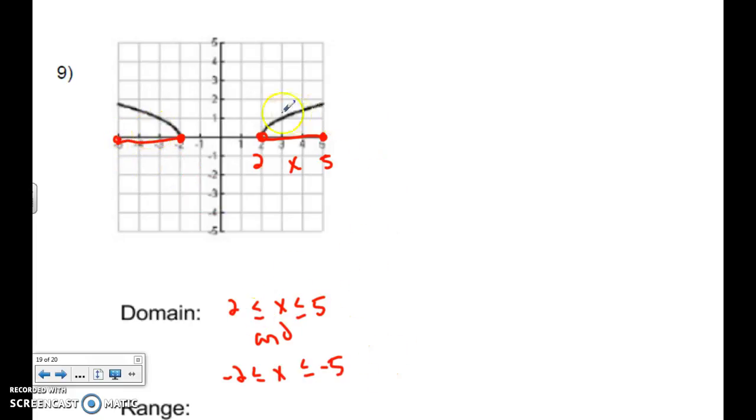Okay? Now let's deal with range. Range looks like it's starting off right here and going straight up to about 2. So that's y. And I would say that 0 is less than or equal to y, which is less than or equal to 2.